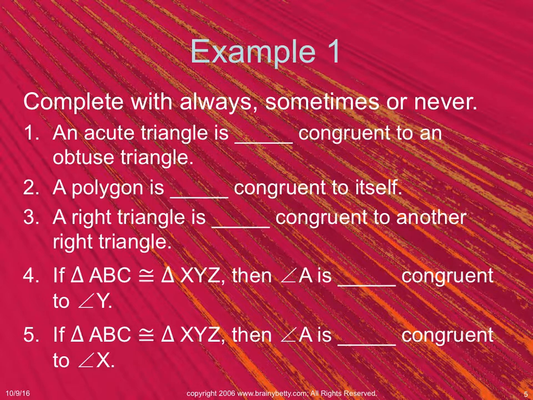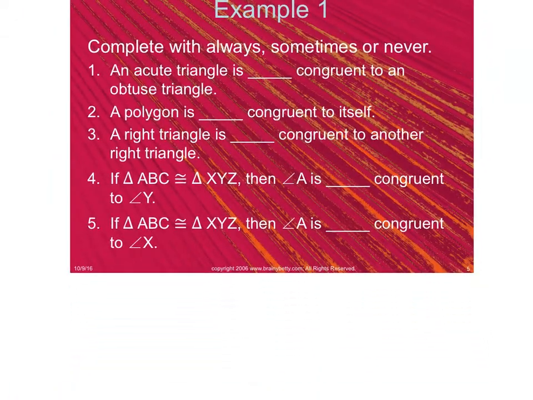Next, sometimes, always, and never, everyone's favorite. An acute triangle is blank congruent to an obtuse. Good, never. A polygon is blank congruent to itself. Always. A right triangle is blank congruent to another right triangle.